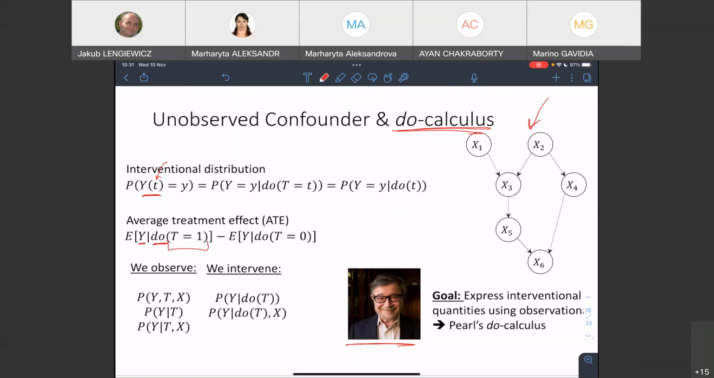Essentially, in causal queries we have some potential outcomes or some quantities with do operators, and our goal will be to express them using only statistical quantities. And this is what do calculus allows us to do, if this quantity is identifiable for a particular graph.